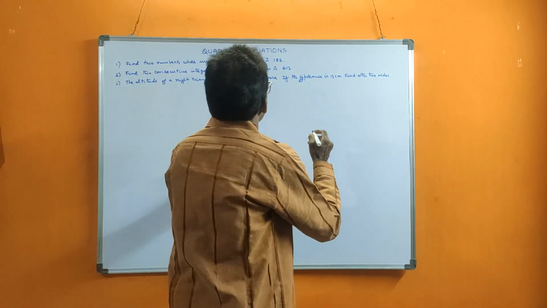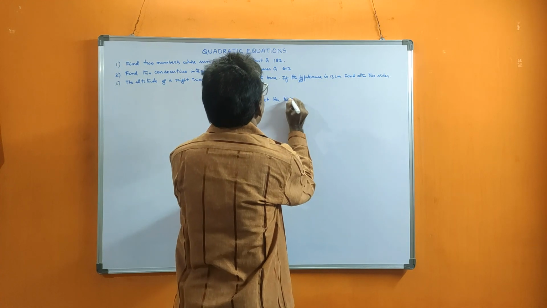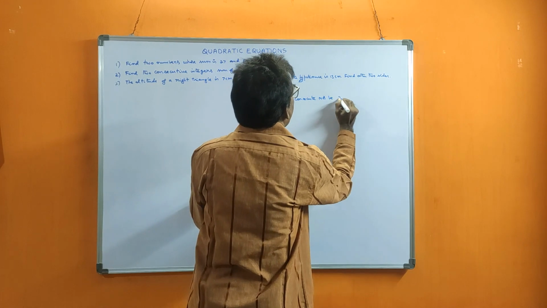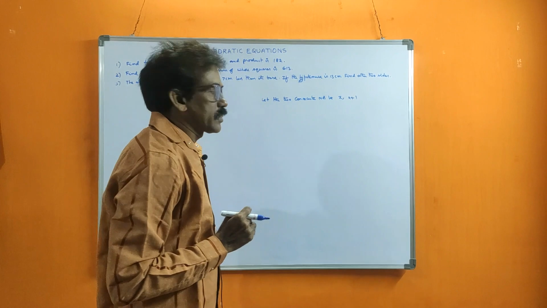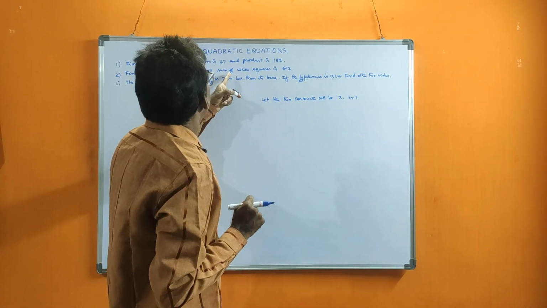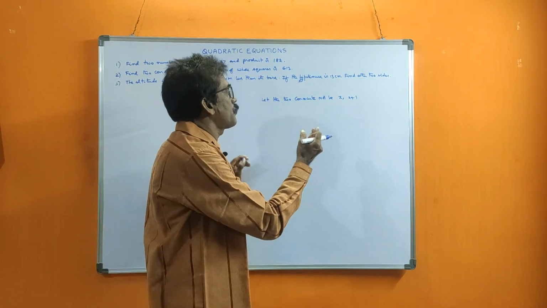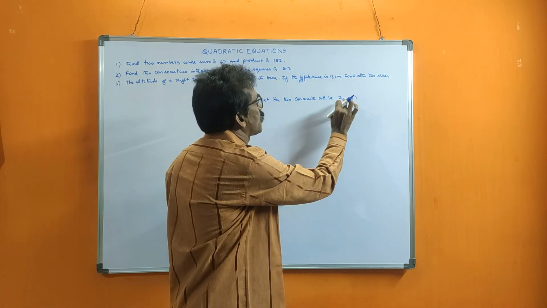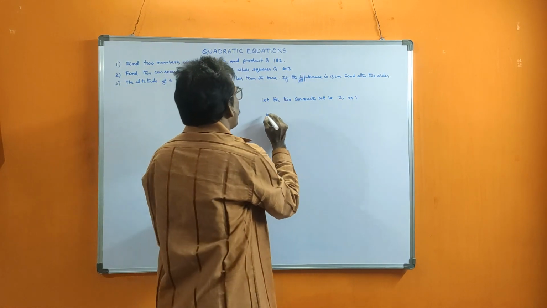So that's why, let the two consecutive numbers be x, x plus 1. These are the numbers. What is the condition? Integers, sum of whose squares is 613. Sum means plus, so this square plus this square is equal to 613.